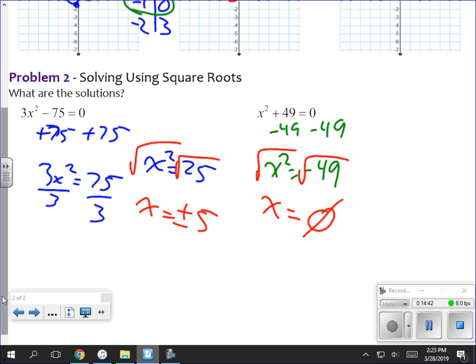Solving by square roots is really good. Once again, you can only have x squared. If you have x squared and some other x, you cannot use square roots to solve. We will have to use other methods. We will be learning those other methods in the weeks to come. If you have x squared, get x squared by itself, take the square root of both sides.